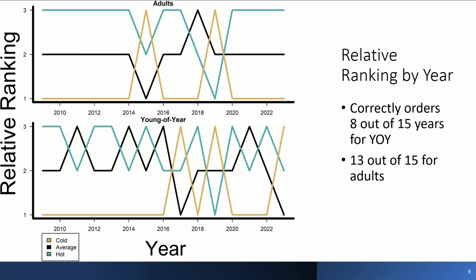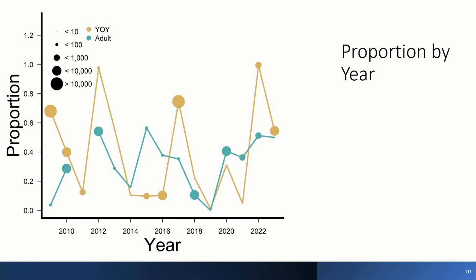I guess the one year that is kind of interesting is 2019, when it's reversed for both young of year and adults, where the most fish came from the cold spots and the fewest fish came from the hot spots, which you can get to this figure and kind of explain that a little bit. So this is really the meat of the presentation.